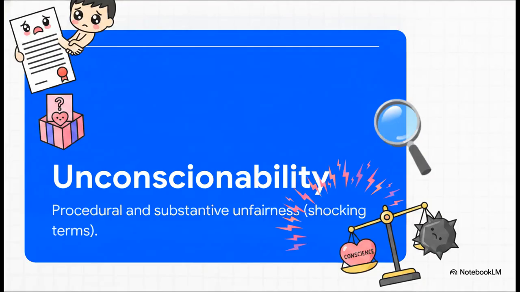Let's talk about that first U on our list, unconscionability. It is a notoriously high bar to clear. To actually void a contract using this defense, you have to prove two things at the exact same time. Procedural unfairness, meaning an unfair surprise or vastly unequal bargaining power, and substantive unfairness, meaning the terms themselves are so overly harsh they literally shock the conscience of the court.